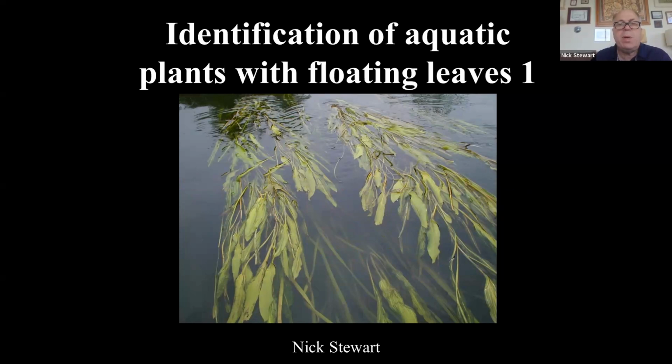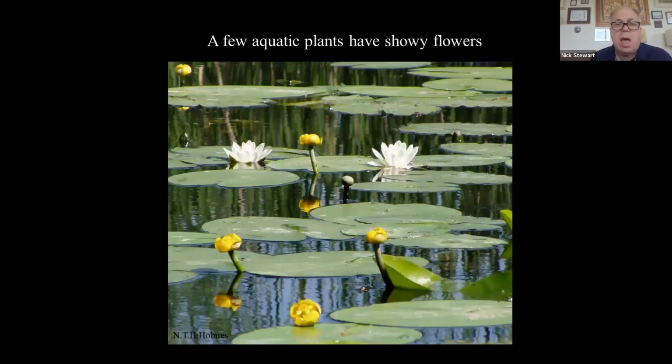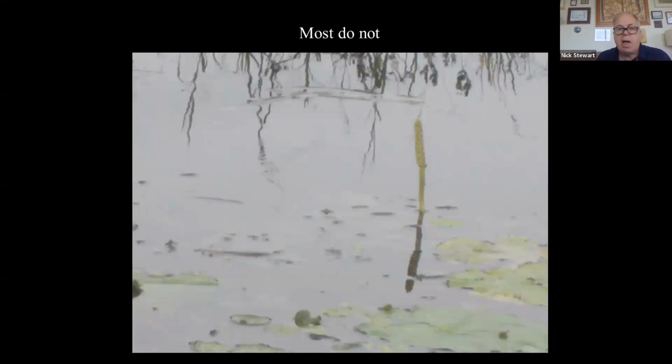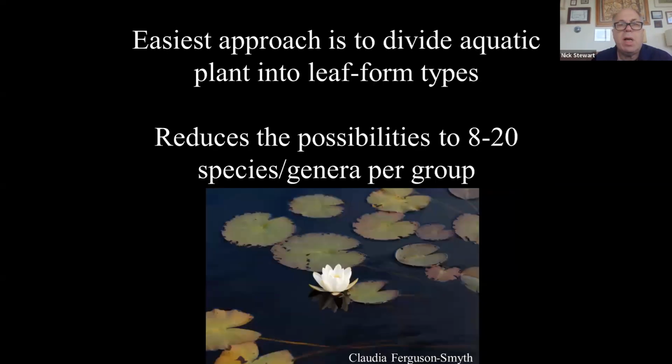Now, one of the problems with aquatic plants is that although a few of them have nice showy flowers, there are an awful lot that just have rather nondescript flowers, which are not terribly useful for identification. So the best approach when looking at aquatic plants is to divide them up into leaf form types to use vegetative characters. And if you can put them in the right group, that reduces the possibilities to a much smaller number of species.